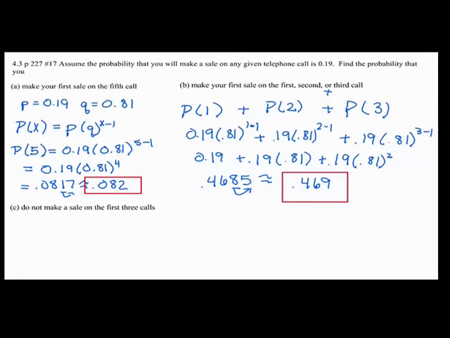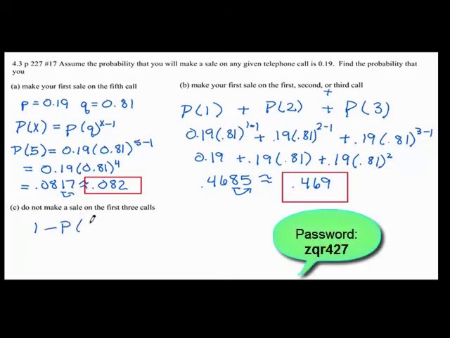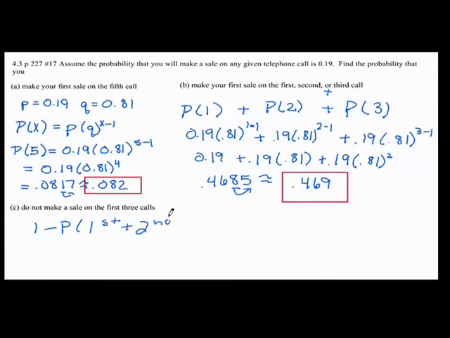Part C asked us to find the probability you do not make the sale on the first 3 calls. So that's just 1 minus the probability that you do make the sale on the first, second, or third call. And so that's just the complement of part B. So that's just 1 minus the 0.469, which is about 0.531. So that's a nice way to solve it. When they say not, you're going to use your complement.